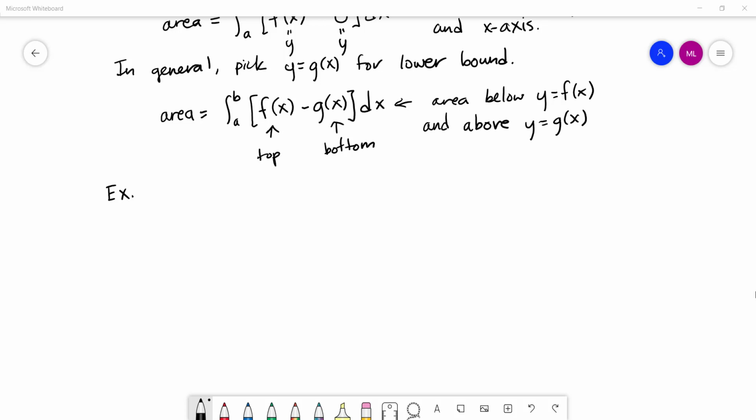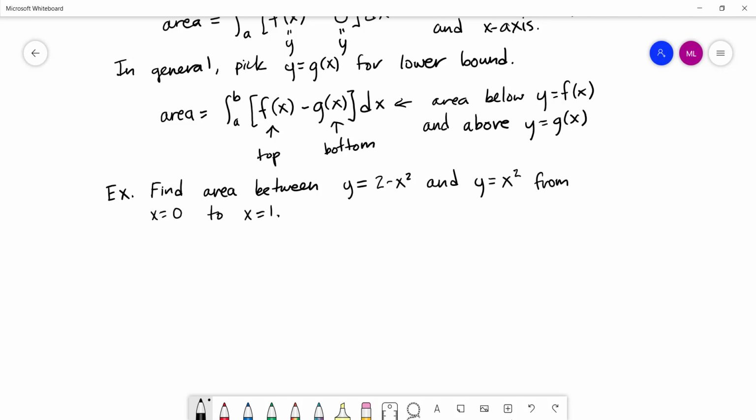So in this problem, I want to look at a couple of curves and actually find an area. So let's put this to practice. In this case, I want to find the area between y equals, let's say, 2 minus x squared and y equals x squared. And let's also do it between 2 points. Let me write it this way: from x equals 0 to x equals 1. So this is the idea. We want to find that particular area.